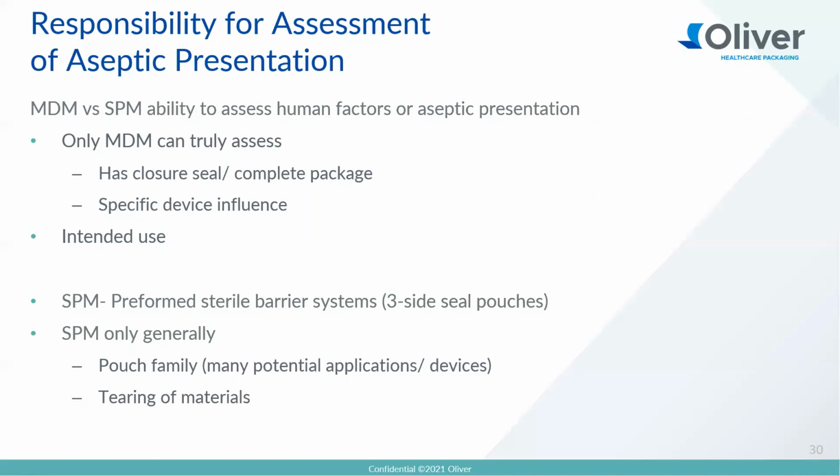And then, in general, what we can do when we're creating seal windows, for example, for preformed sterile barrier systems, is assess it maybe generally or generically based on tearing of materials.